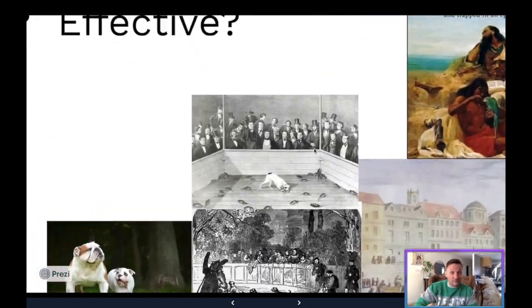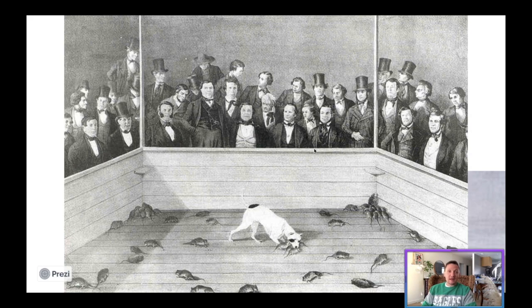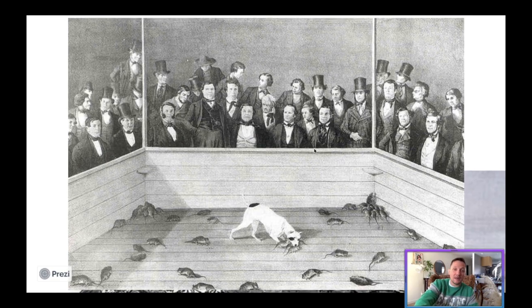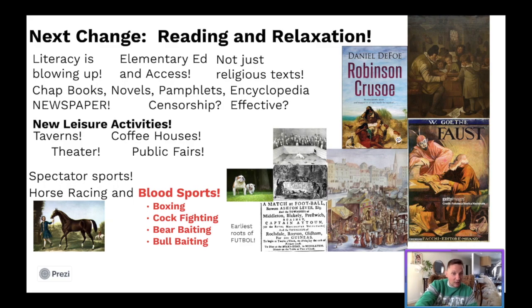And if you've ever heard of another dog called a rat terrier, it was for something called rat baiting, where they would release a bunch of rats into a pit and see how fast a dog could kill as many rats as possible, and people would take bets on it, right? So those are blood sports.